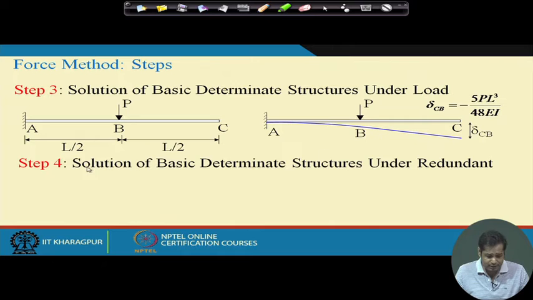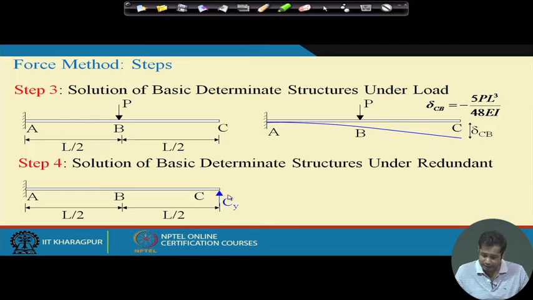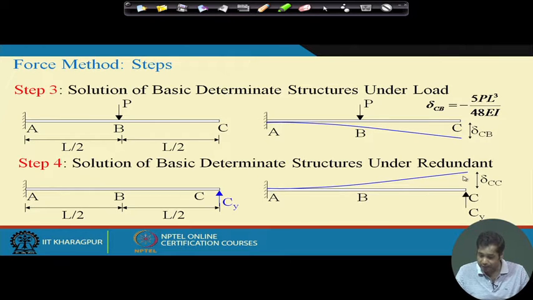Okay. Now, next is solution of basic determinant structure under redundant. So, under redundant, the basic determinant structure under redundant force is this. If we consider that Cy as redundant force, it is a cantilever beam subjected to tip load, and it may deflect like this, and this is delta CC. Again, please note the notation. Delta CB was the deflection at C due to load at B. Delta CC is deflection at C due to load at C. And we have seen that this delta CC value is Cy L cube by 3I. Okay. So, this is step 4.